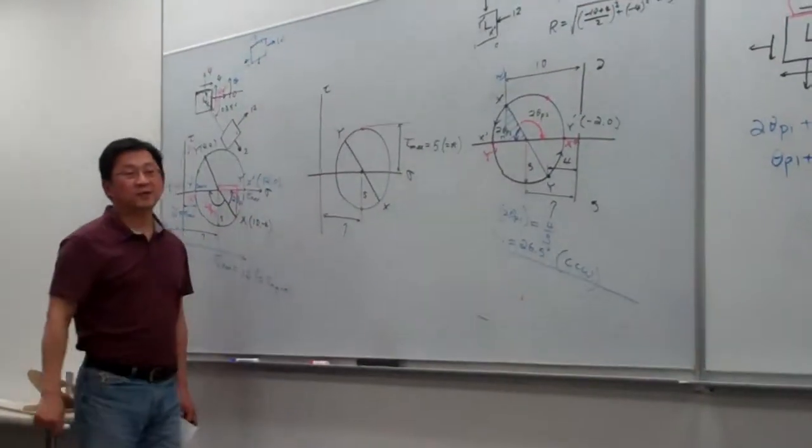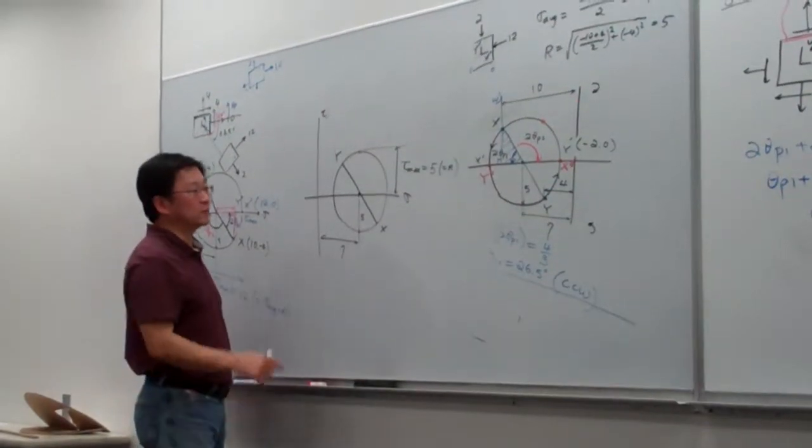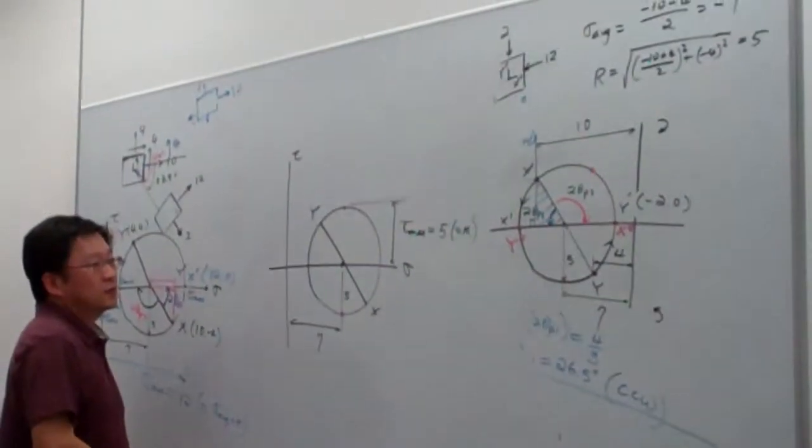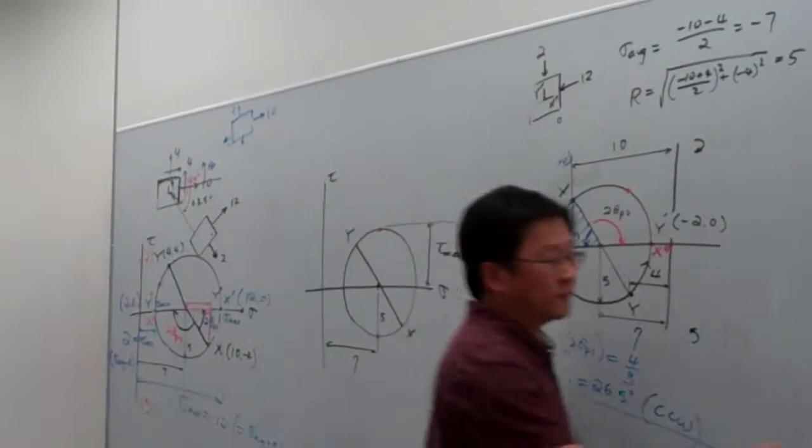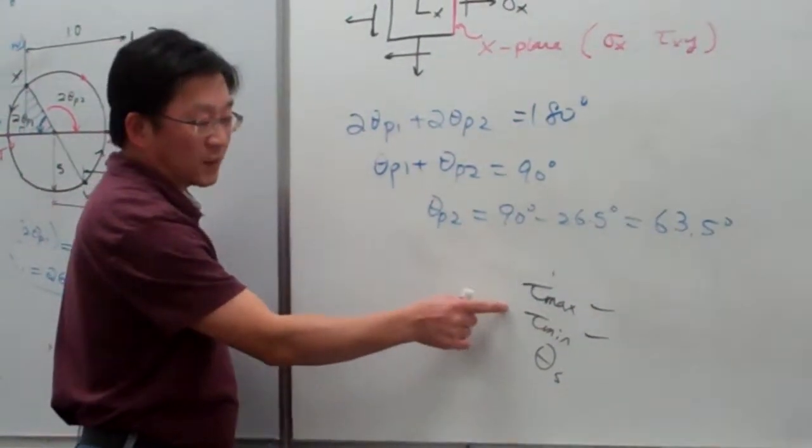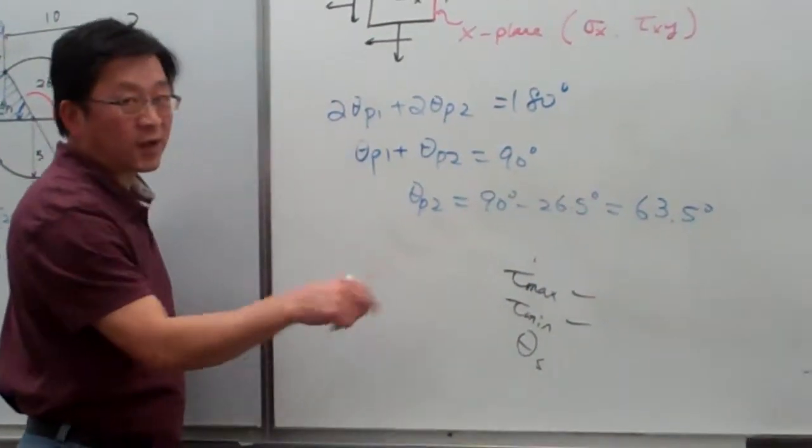Minimum simply has a negative value, so we skip that part. Now for this one, we fix the value. And again, the maximum and minimum have the same magnitude but opposite sign. And now we determine theta s.